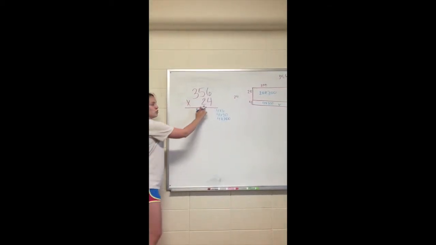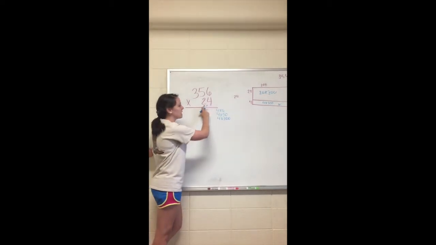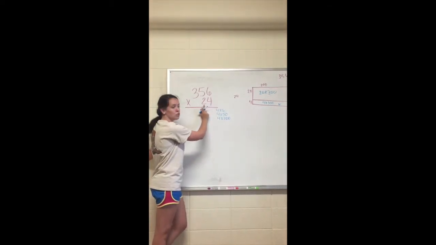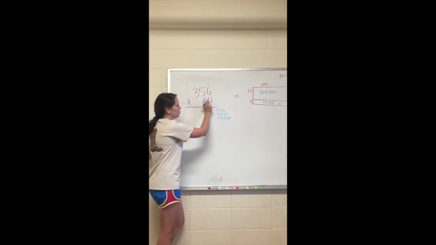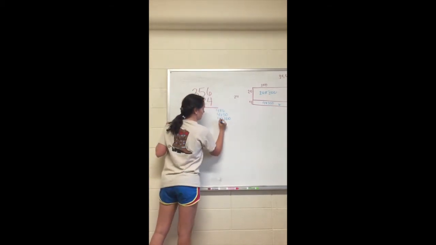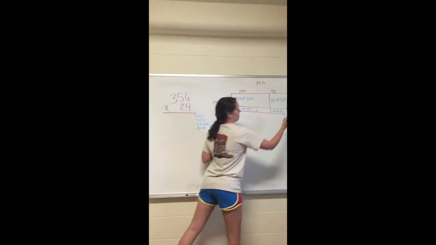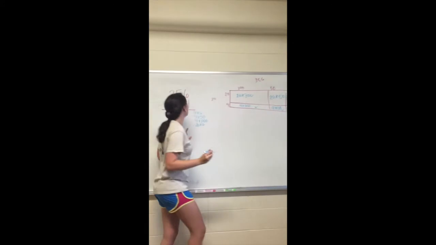Okay, so now we're going to move to the 2. Now this doesn't equal 2, this actually represents 20 because the 2 is in the 10 spot in 24, so that represents 20. So this will be 20 times 6. And we have that right here in our array.